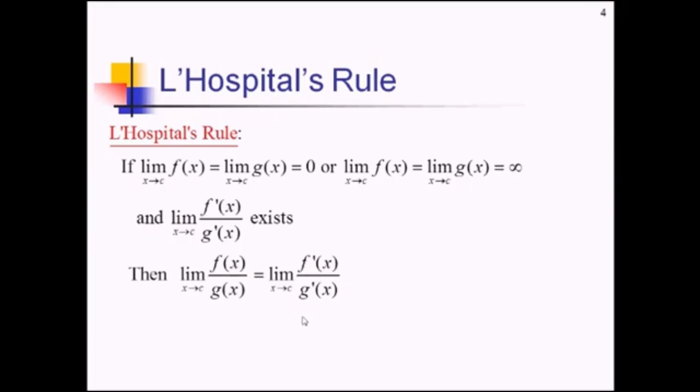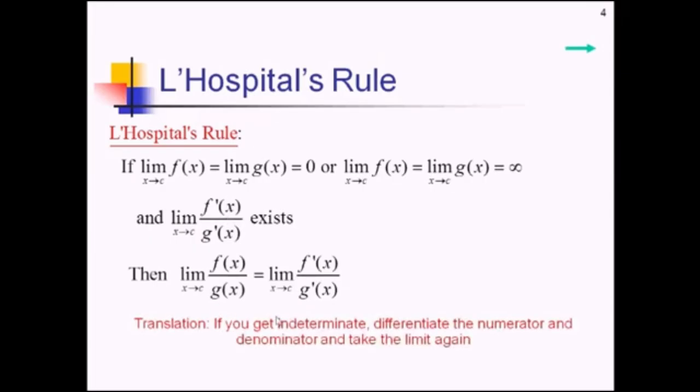So let's translate this into English, because there's a lot here. If we get an indeterminate form, so if the numerator and denominator are both 0, or they are both infinity, to deal with this, we differentiate the numerator and the denominator separately, and then try taking the limit again. And we just do that over and over again until we either get a true does not exist or some kind of constant or infinity.